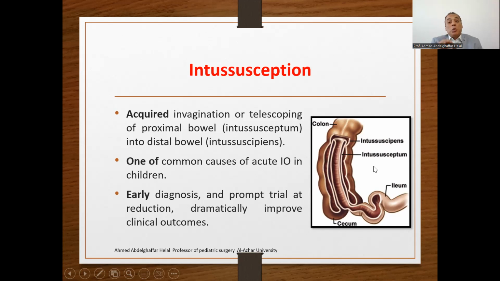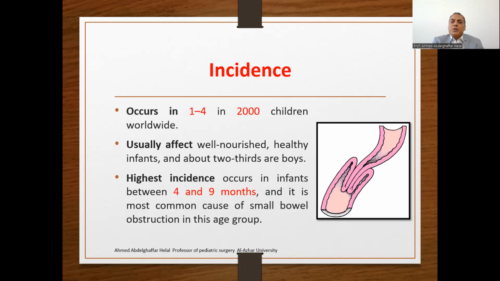It's one of the most common causes of acute intestinal obstruction in children. Early diagnosis and prompt trial of reduction dramatically improve the clinical outcome. The incidence is about 1 to 4 in every 2,000 children worldwide. Usually intussusception affects well-nourished, healthy infants, and about two-thirds are boys.